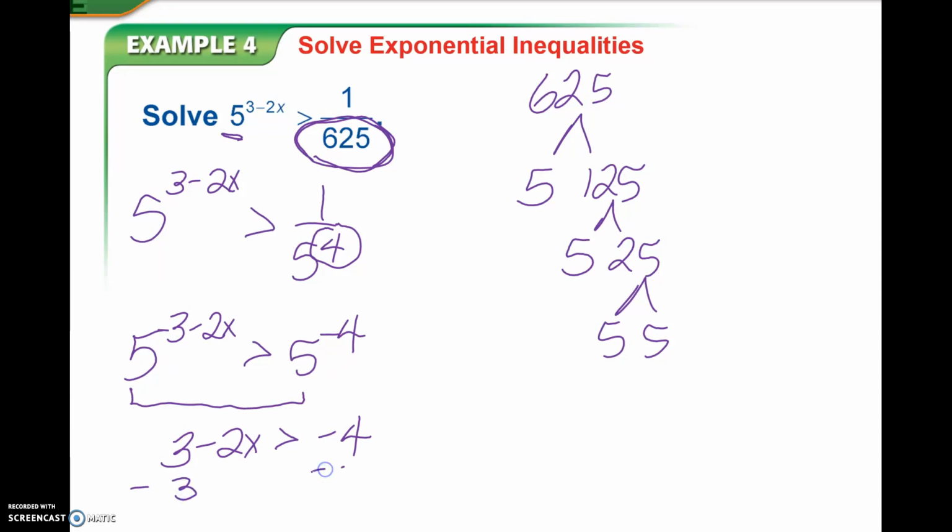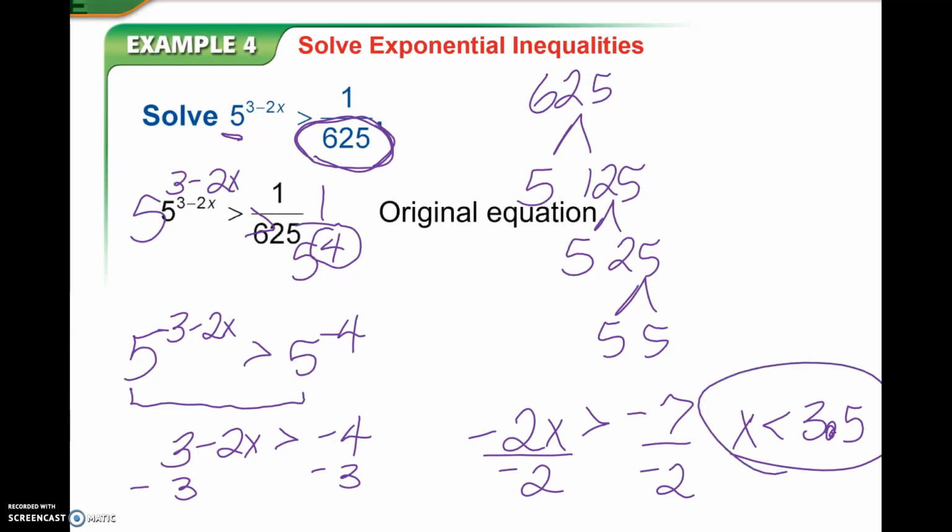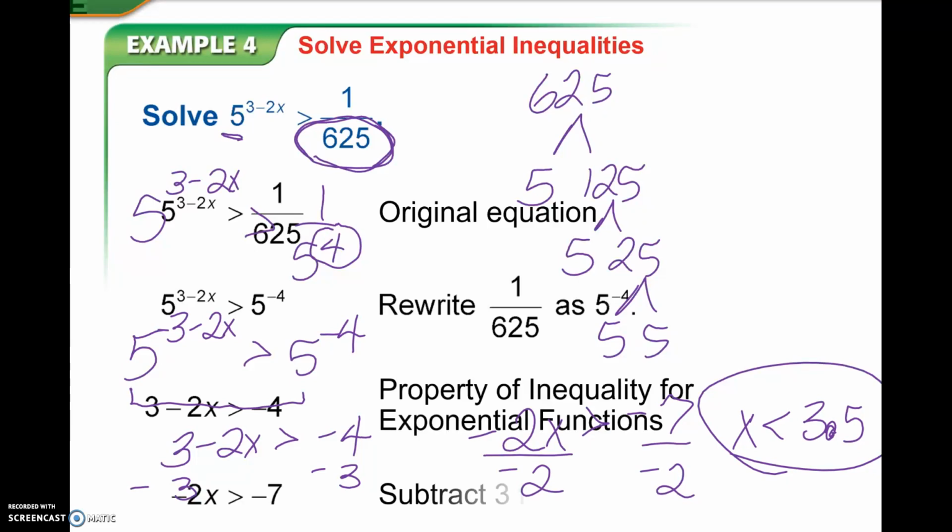Subtract the 3. Negative 2x is greater than negative 7, and then divide by negative 2. Inequality rules still stay the same. Divide by negative, we need to change the direction of my inequality. That's a decimal. Okay, let's look at one more of that, and then we will go back to those problems that we saw there.